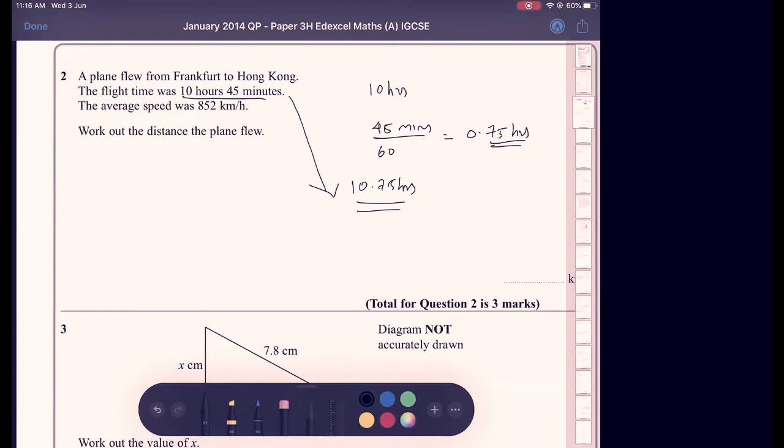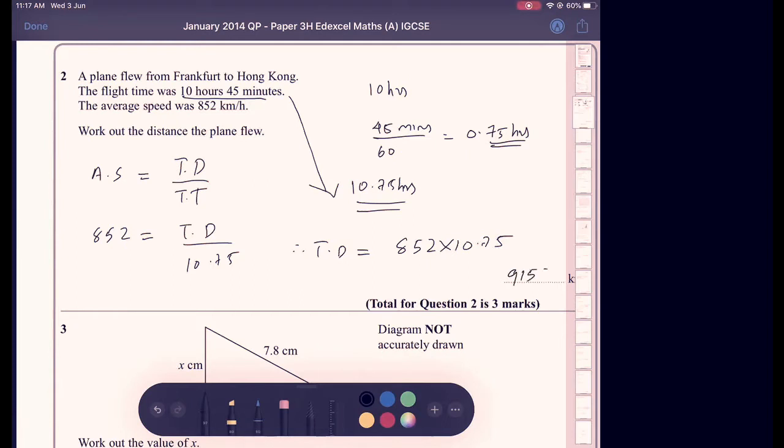So the average speed is 852. So 852 is equal to total distance divided by 10.75. Therefore, total distance is equal to 852 multiplied by 10.75. So that'll be 9,159 kilometers. So that is the answer for this question.